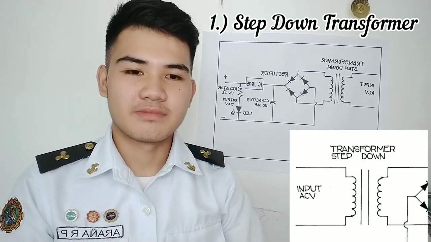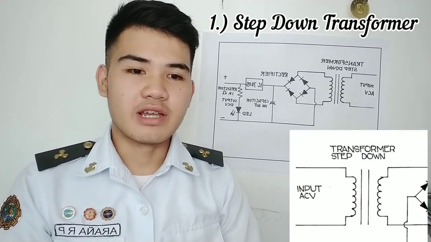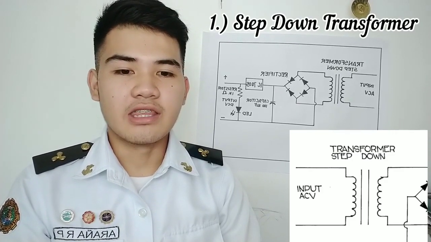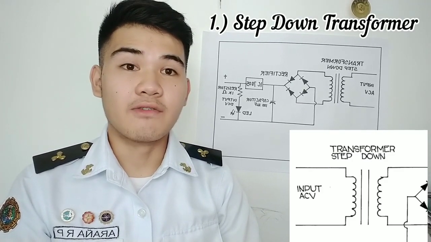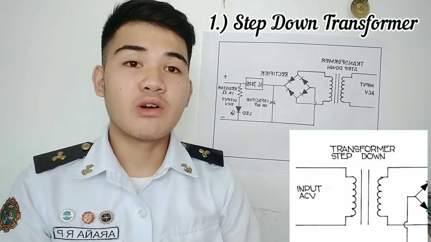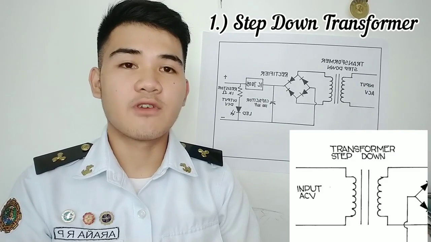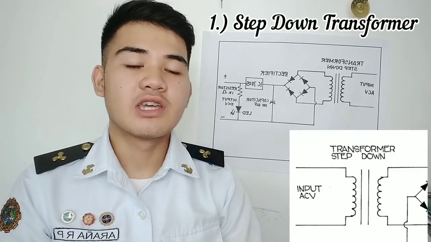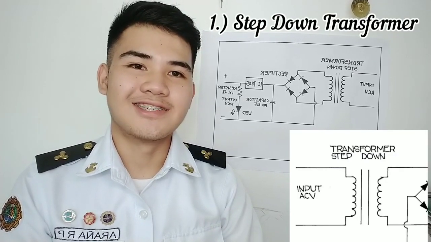Its function. A step-down transformer is a type of transformer that converts the high voltage and the low current from the primary side of the transformer to the low voltage and the high current value of the secondary side of the transformer, or simply, it converts high primary voltage to a low secondary voltage.